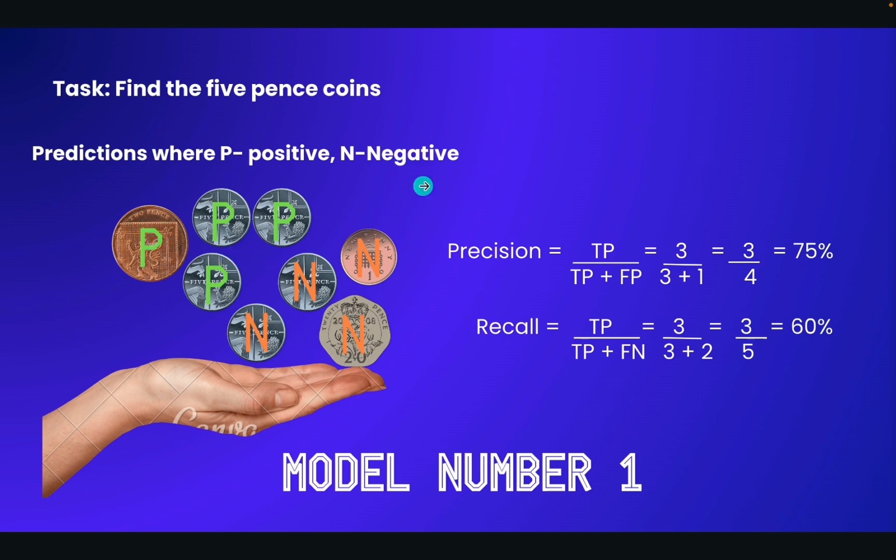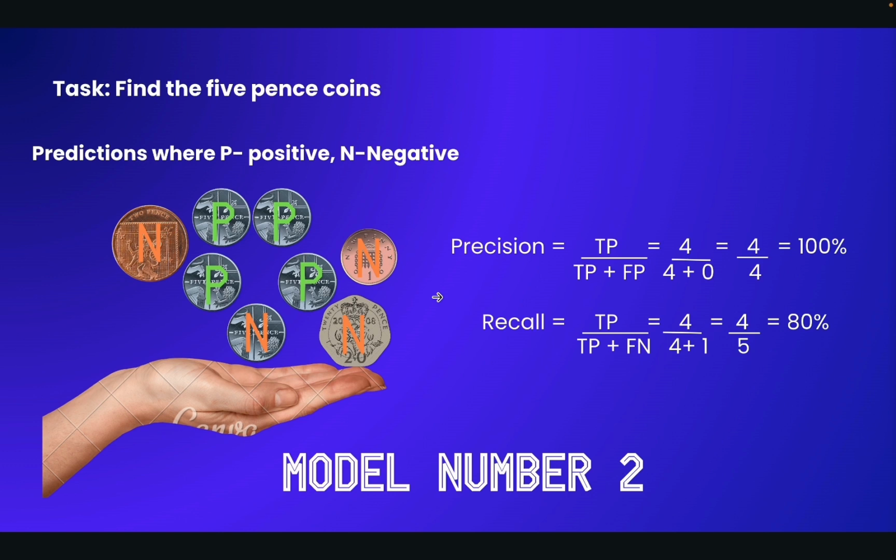Now the recall, on the other hand, also recognizes the false negatives. So the precision is trying to focus on the positive predictions to see how good the prediction is, while the recall is trying to focus on the thing we actually wanted to predict, the actual 5 pence. How good was the model in identifying the 5 pence? Was it able to identify all of them or some of them? So the recall will be the true positive, which is still 3, divided by true positive plus false negative. So we have 2 false negatives here, and that is 60%.